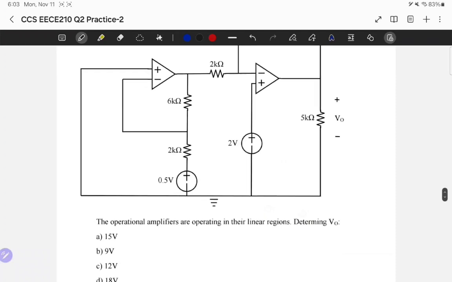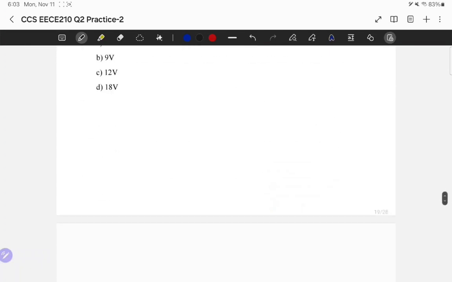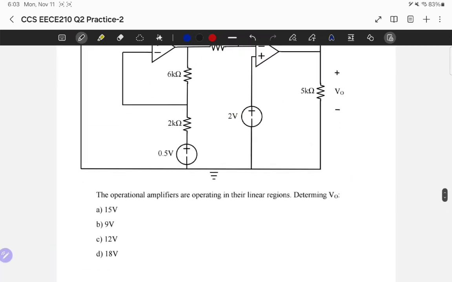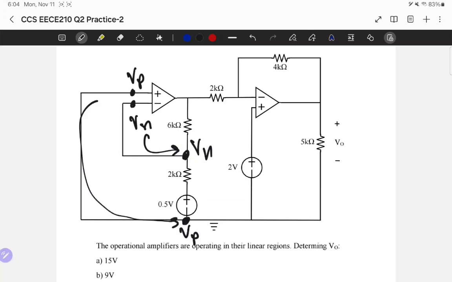So anyways, in problem 9, which is the last thing on operation amplifiers, I think, yep. Problem 9, the operation amplifiers are operating in linear region, so there is no saturation. Determine VO. Okay, so I'm gonna work with the first operation amplifier. So here's VP, here's VN. So I'm gonna carry VN here, and I'm gonna carry VP down here.